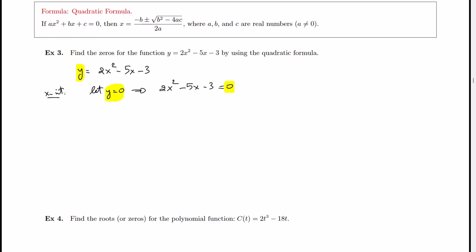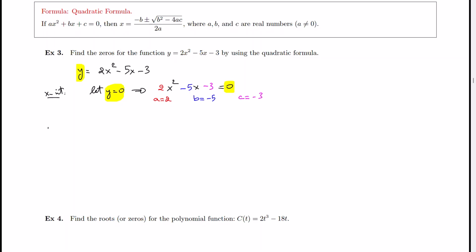And instead of using factoring this time, I'm going to look at my polynomial and decide what a, b, c are. So a is the leading term, the leading coefficient, which is 2. b is the number in front of the x, so in this case it's going to be negative 5. And c is just the constant term at the very end. So c is going to be negative 3.